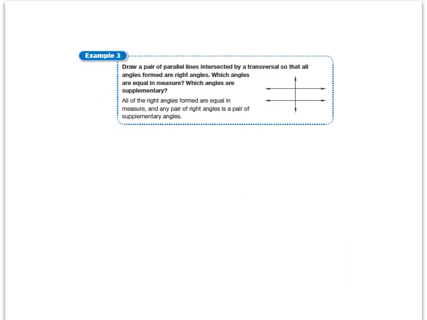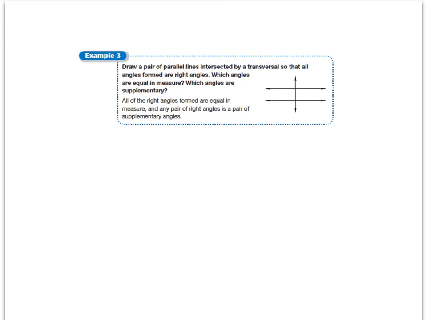Our last example has a pair of parallel lines, and it gives us a challenge. It says draw a pair of parallel lines intersected by a transversal, but now the transversal is also special because it makes all right angles. You can see that our transversal in this particular illustration is a straight line, not an angled line like we had in our other diagram.